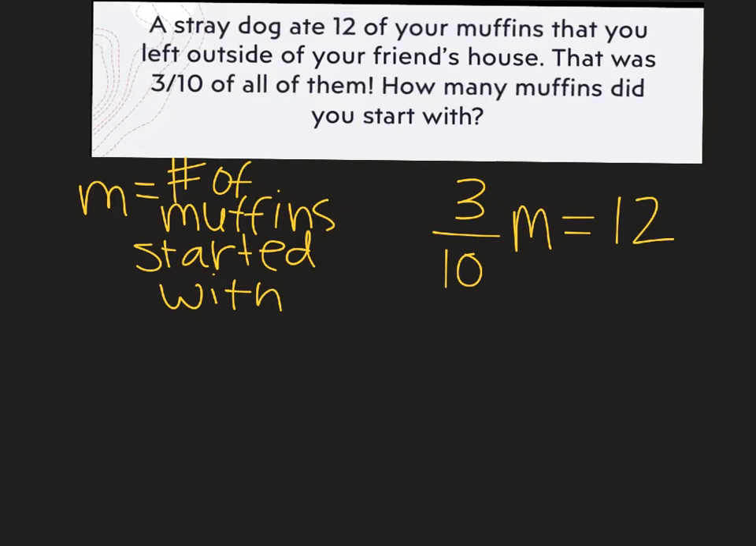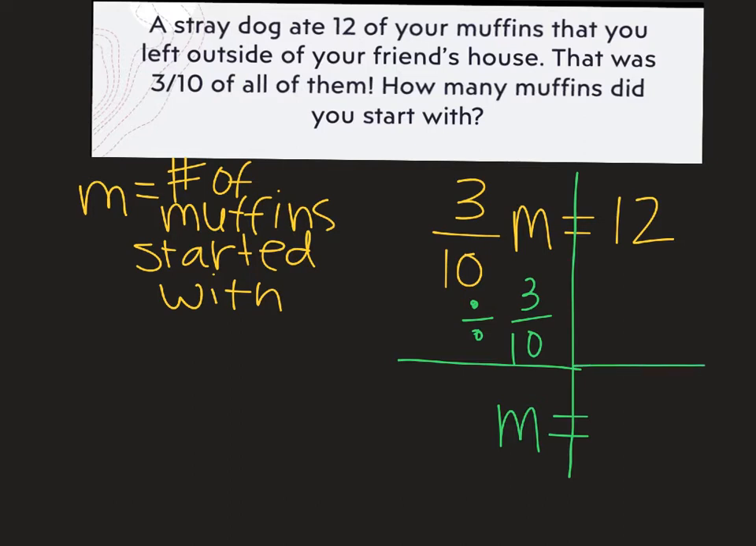From here, to solve this equation, I'm going to draw my line straight down. Well, since it's 3/10 times m, I see multiplication, so I'm going to do division. So if I divide 3/10 m divided by 3/10, I'm just going to be left with m. Bring down my equal sign. What I do on one side of the equation, I have to do on the other. So I'm going to divide by 3/10 on the other side as well. So off to the side, I'm actually going to do this, and that is 12 divided by 3/10.